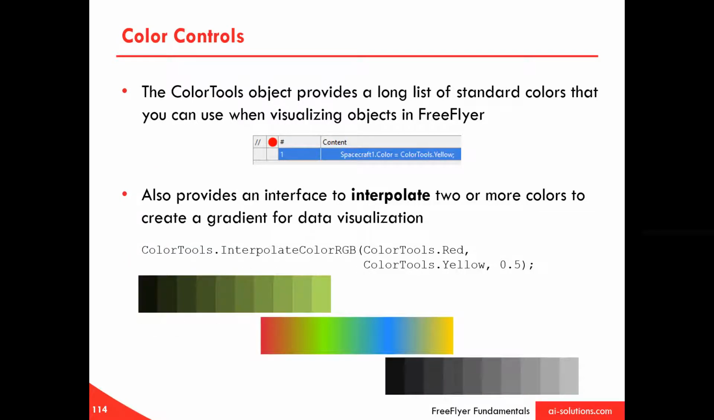We briefly used the Color Tools object earlier in this training to set the color of a spacecraft object. The Color Tools gives you an interface for a long list of standard colors that you can access through FreeFlyer. The Color Tools object also lets you interpolate two colors to create a gradient, and so this is really useful if you want to visualize a range of values.